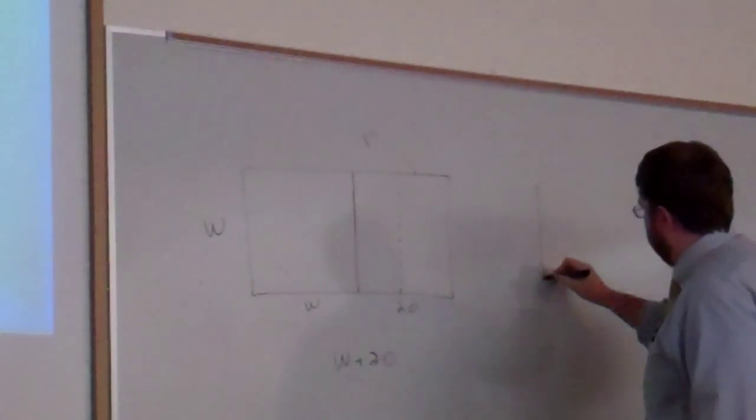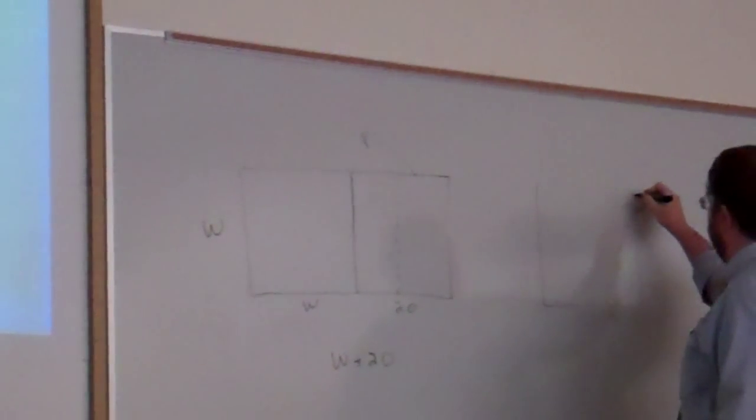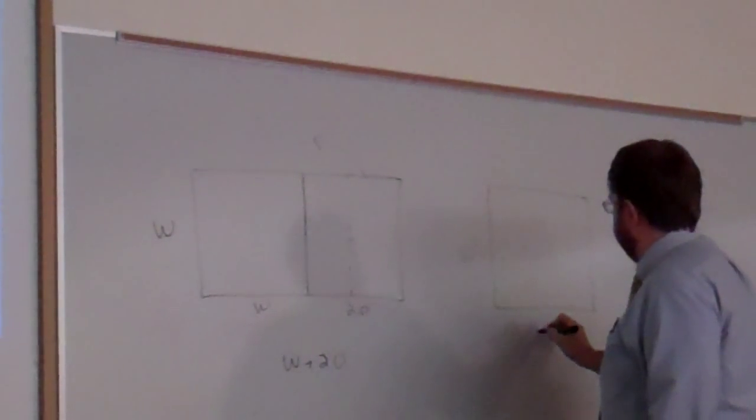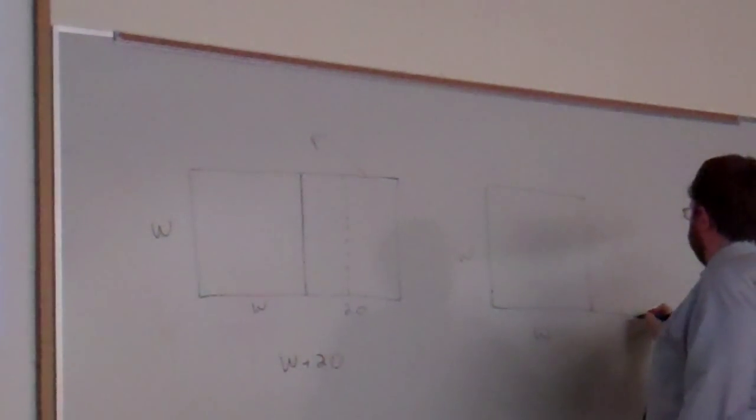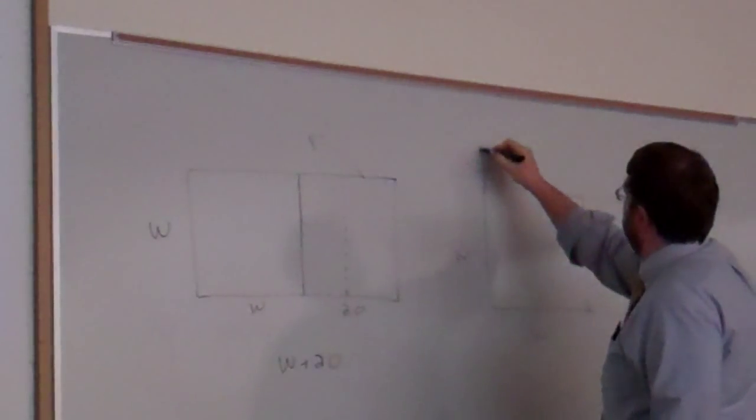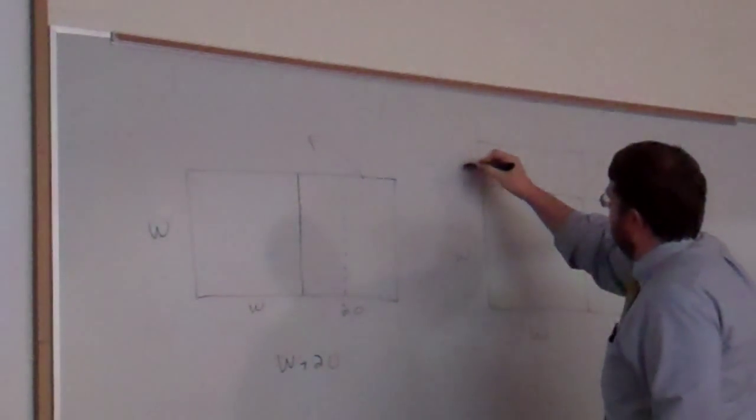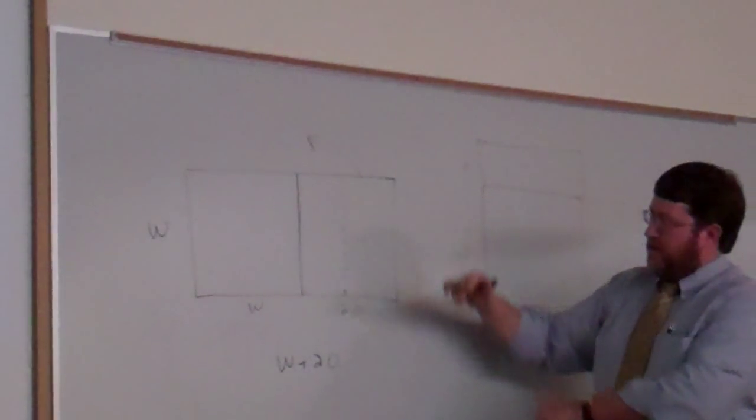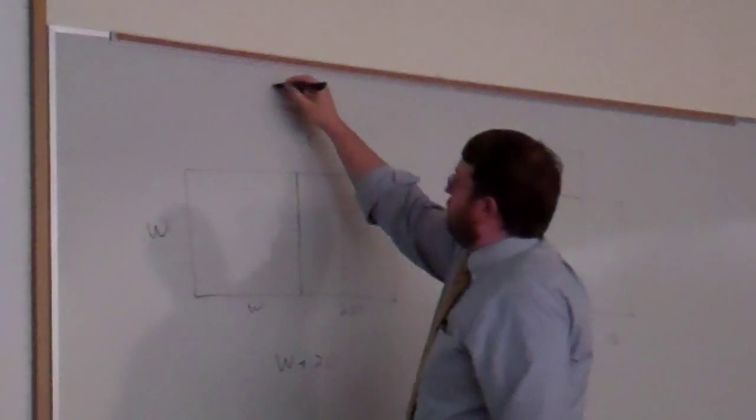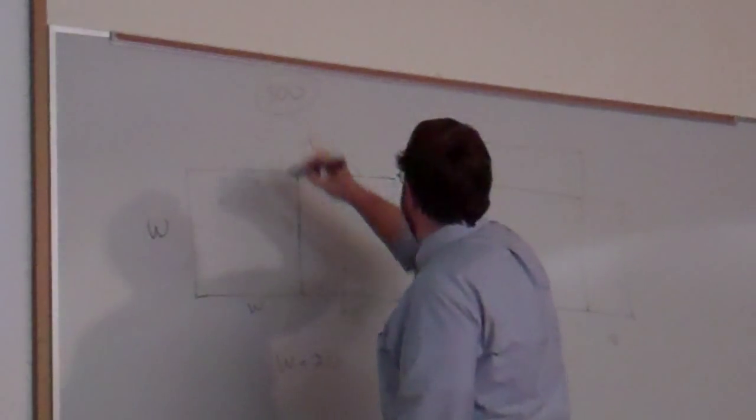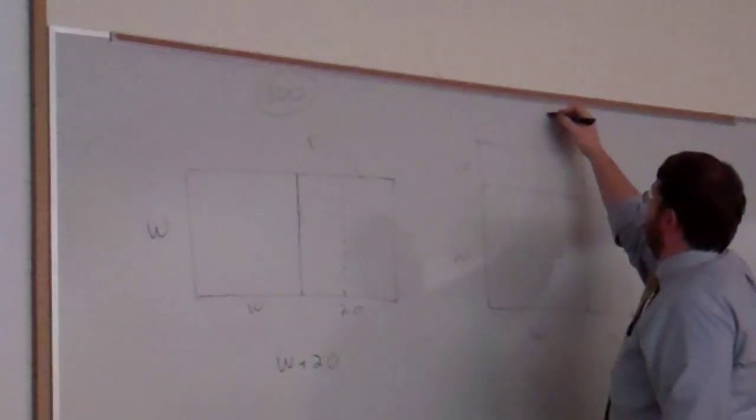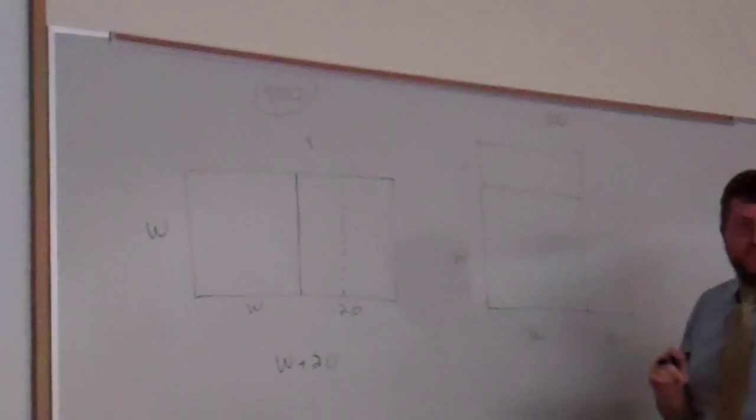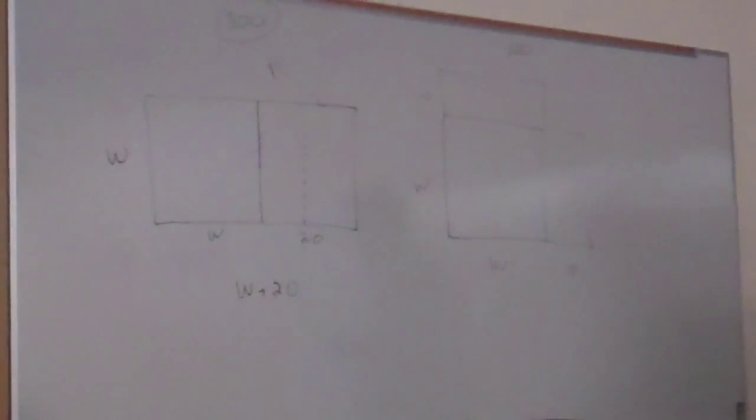So let me just create another diagram so it's not too busy just yet. So here's W, W. Here's 10, and 10. Okay, right? I chopped the 20 in half, and I just put it there. Now remember, this whole thing is 800. Okay, so that hasn't changed. This whole thing is 800. Okay, so far so good.